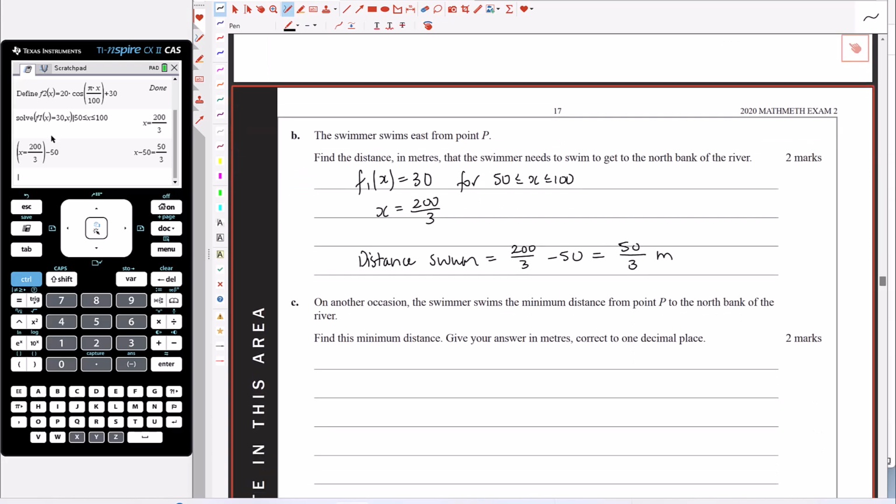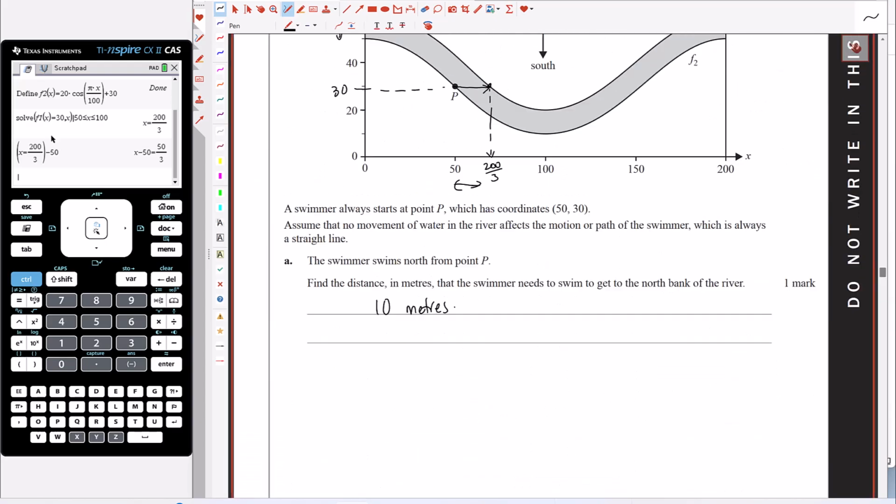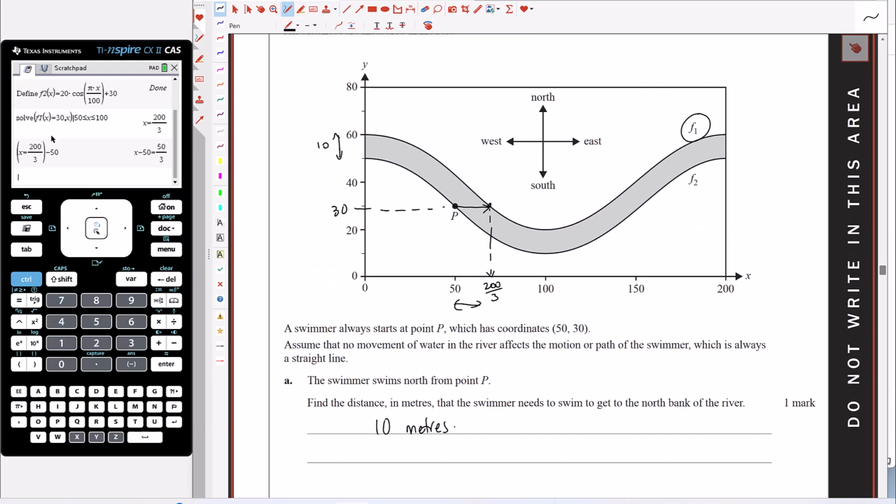Okay, on another occasion, the swimmer swims the minimum distance from point P to the north bank of the river. Find this minimum distance. Give your answer in meters correct to one decimal place. Okay, so the minimum distance is going to be the perpendicular distance. So the minimum distance is what happens if I swim at a right angle from this bank, and that's going to give me my minimum. There's a number of different ways I can do this, but what I might actually do is find the equation of this normal. So this line is the normal at the point P.